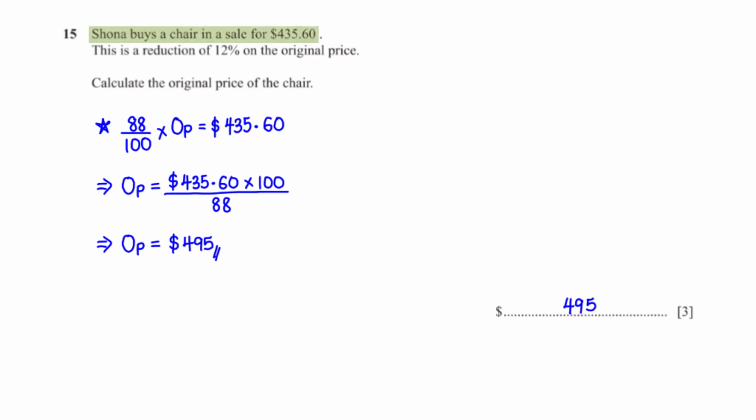Shona buys a chair in a sale for $435.60. This is a reduction of 12% on the original price. Calculate the original price of the chair.